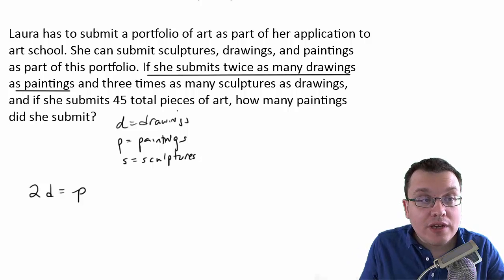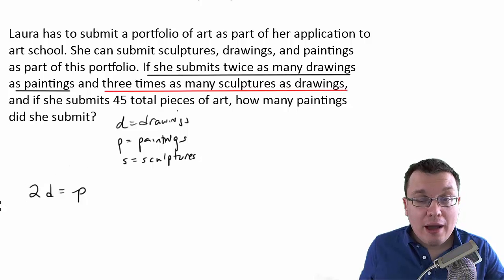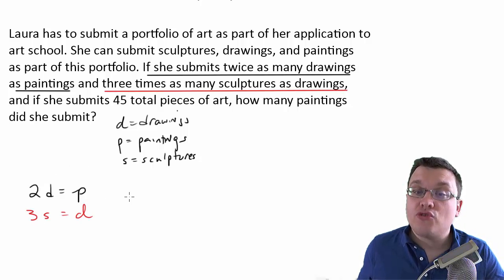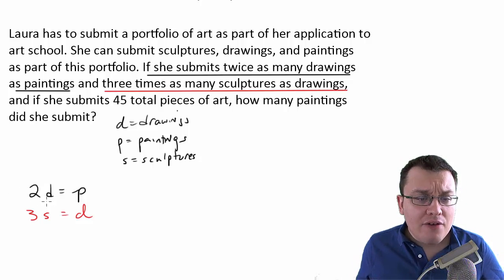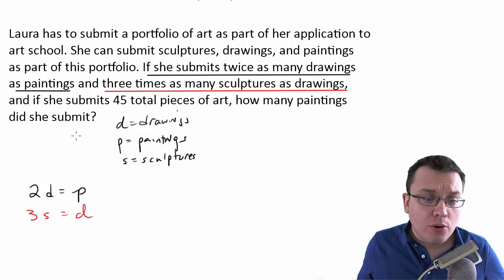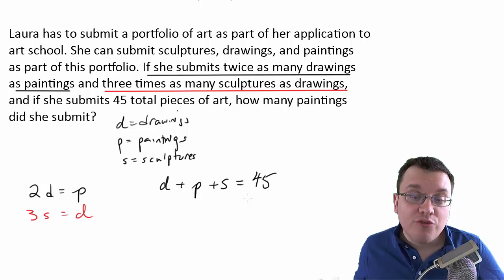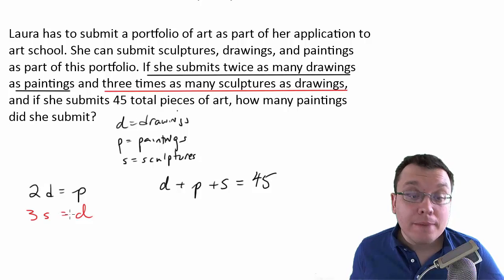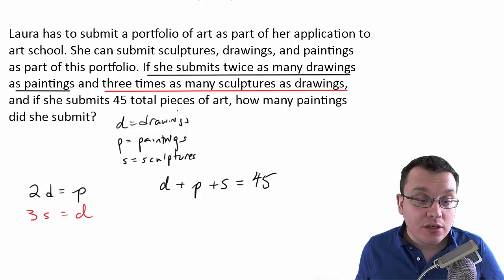Next, 3 times as many sculptures as drawings. So that would be 3 times S, because S is the sculptures, and that would equal the drawings as well, right? Just translating our words into equations. So now we have these 2 equations, but we also know that the drawings plus the paintings plus the sculptures should equal 45. And until I get this in terms of one variable, I can't solve this. But luckily, I have these equations which I can use to substitute in our main equation here.